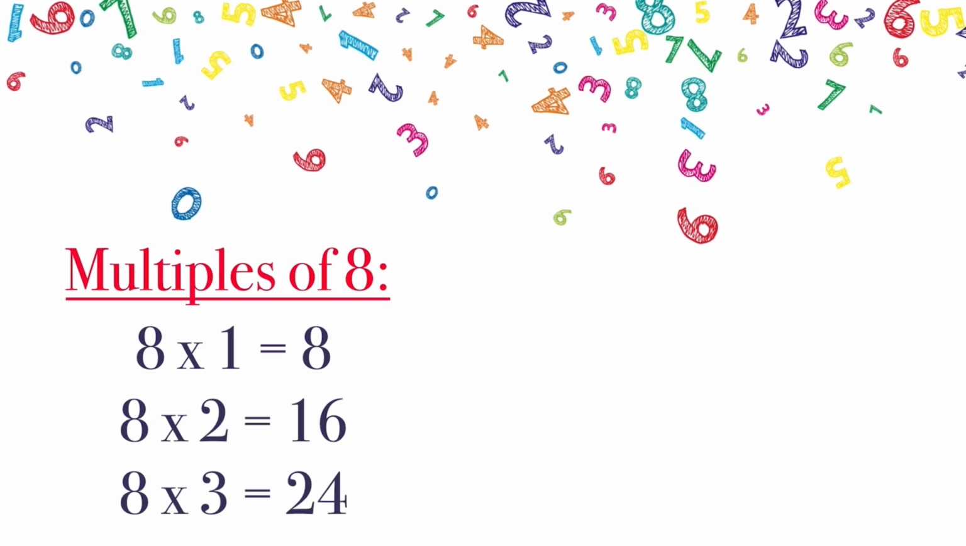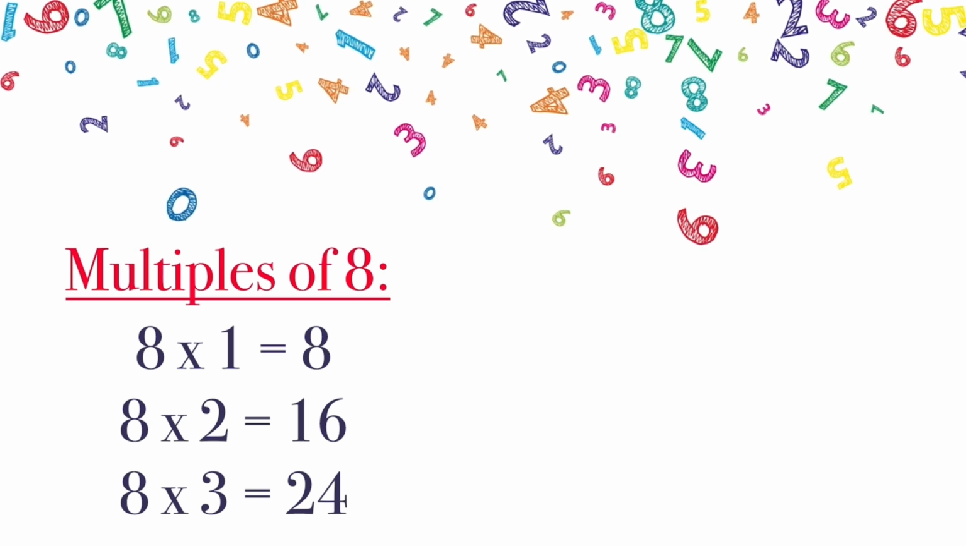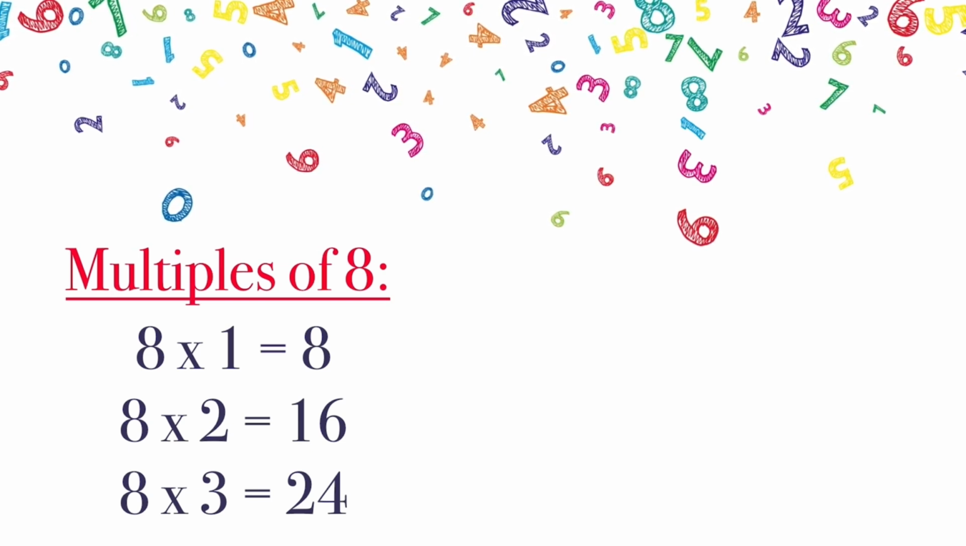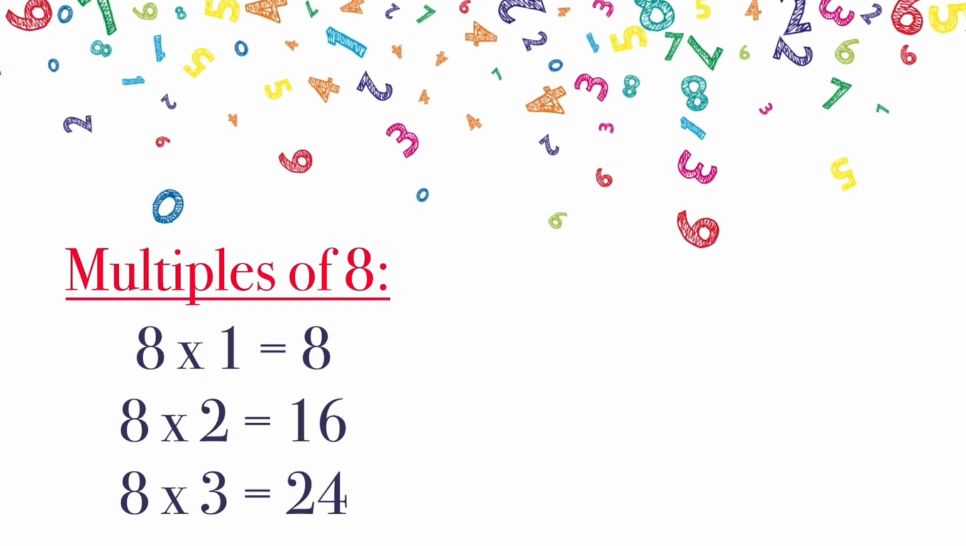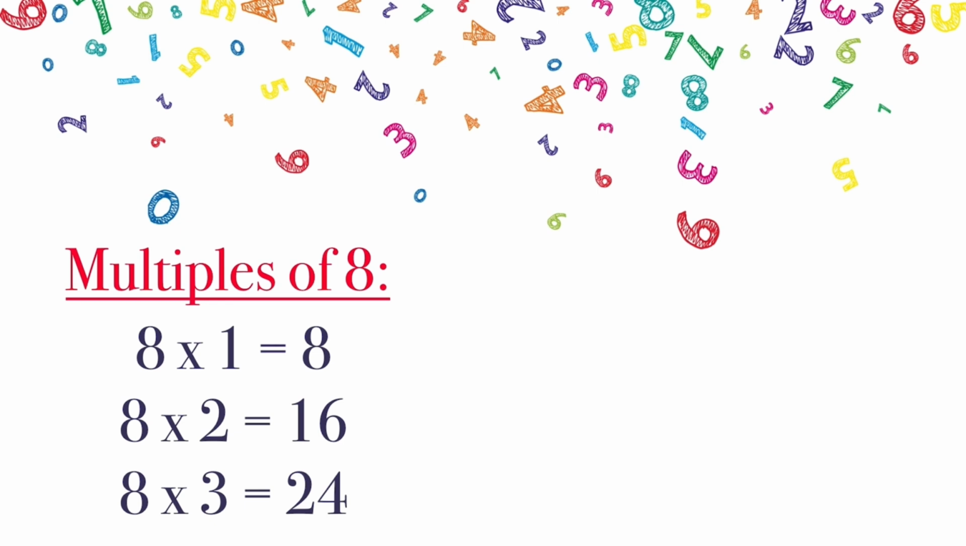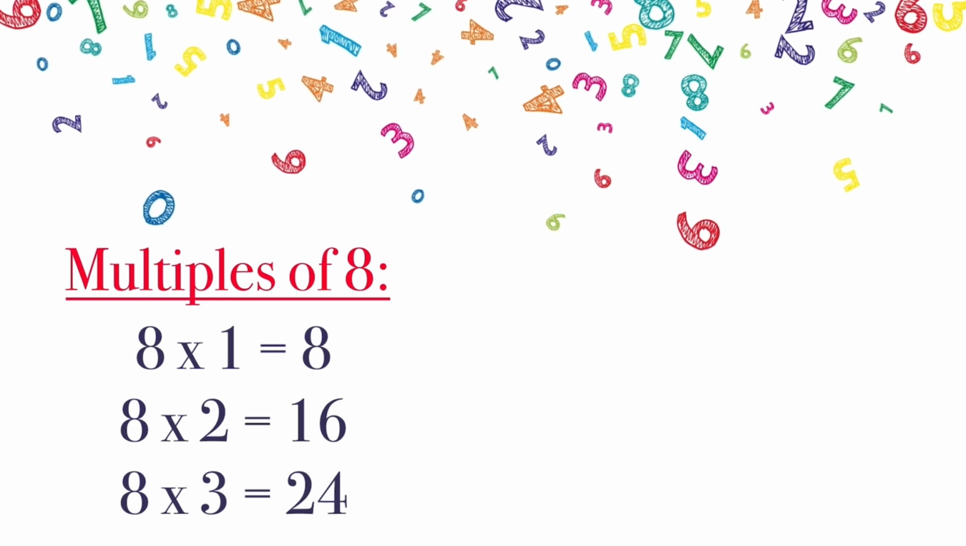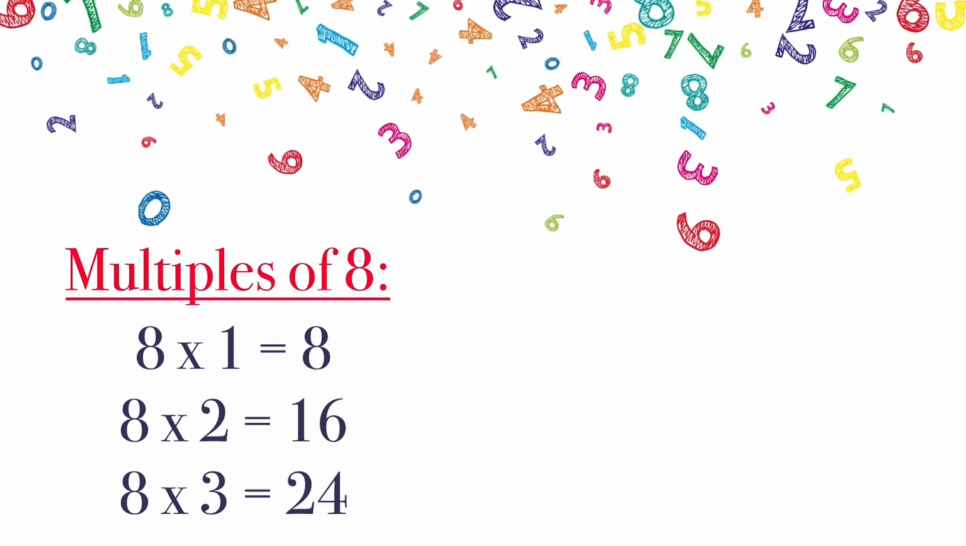The first multiple of 8 is 8 because 8 times 1 equals 8. The second multiple of 8 is 16 because 8 times 2 equals 16. The third multiple of 8 is 24 because 8 times 3 equals 24.